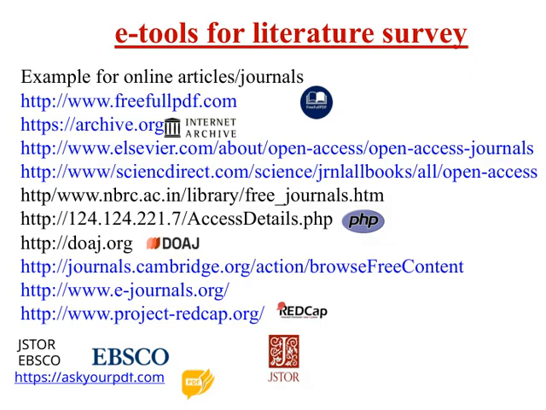Moving on to eTools for literature surveys, JSDOR and EBSCO are widely used platforms that host extensive collections of academic journals, books, and primary sources, many of which are accessible through institutional subscriptions or open access options. Lastly, Askyorpt.com is a newer tool that helps you extract key information from PDFs, making your literature review process more efficient. All these resources collectively help streamline your research, ensuring you can access credible, diverse, and comprehensive scientific literature to support your work.